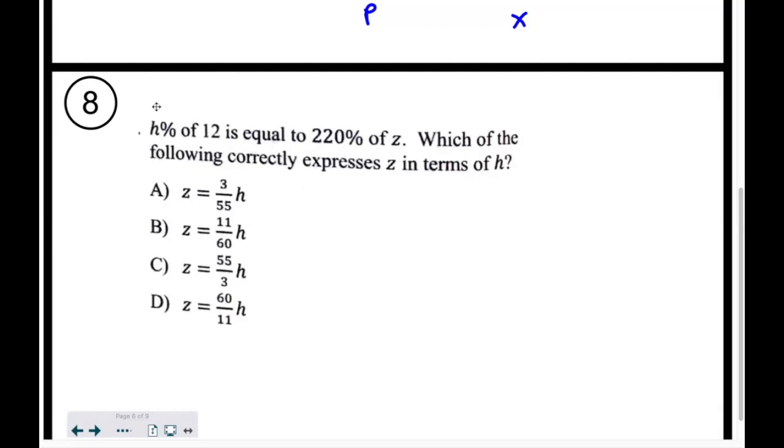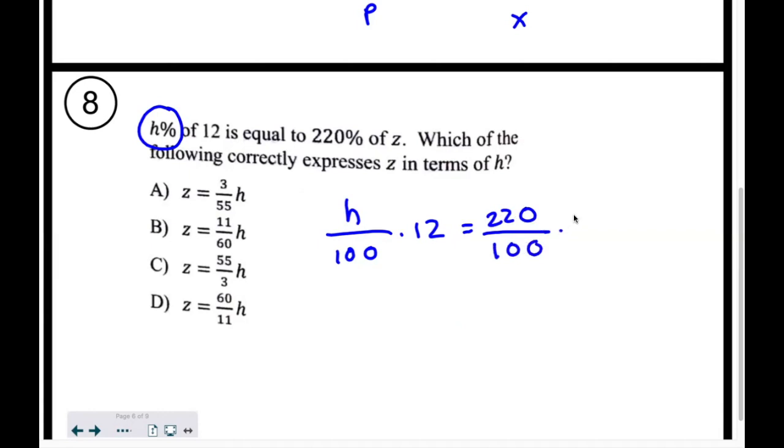So when you see h percent like this in an equation, just automatically know it's h over 100 times 12 is equal to 220%. So that's 220 over 100 of z, so times z. Now, I could have done 220% as 2.2, but what I like here is that since we've got to get z in terms of h, this 100, I can just cancel out on each side. And if I want z by itself, I'm going to divide each side by 220. So I'm going to have 12 over 220 h equals z.